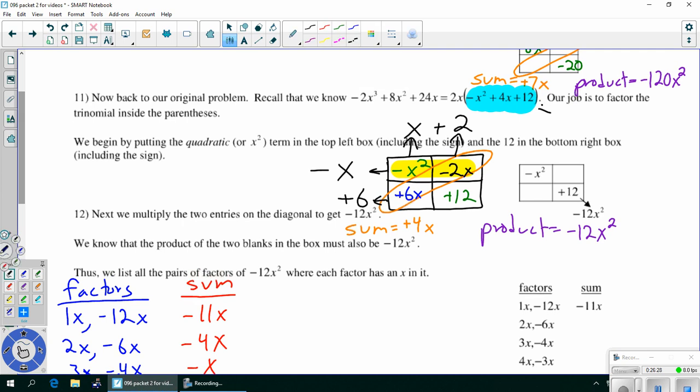This guy is equal to 2 new sets of parentheses. I'm going to copy the thing on the left-hand side of the box that we just filled in, negative x plus 6, and then the thing on the top of the box, x plus 2. And then the only piece that we're missing here, the very first step of this problem was to factor out a 2x. That was the greatest common factor initially. It doesn't go anywhere, it just sits there right in the front. So that is the completely factored version of the original negative 2x cubed plus 8x squared plus 24x.